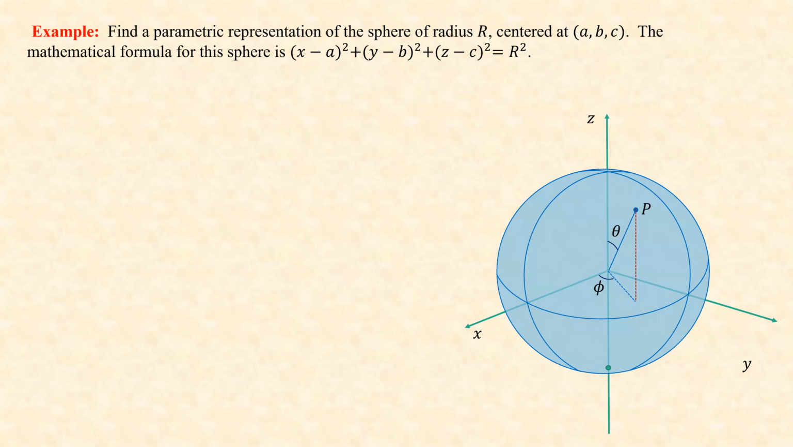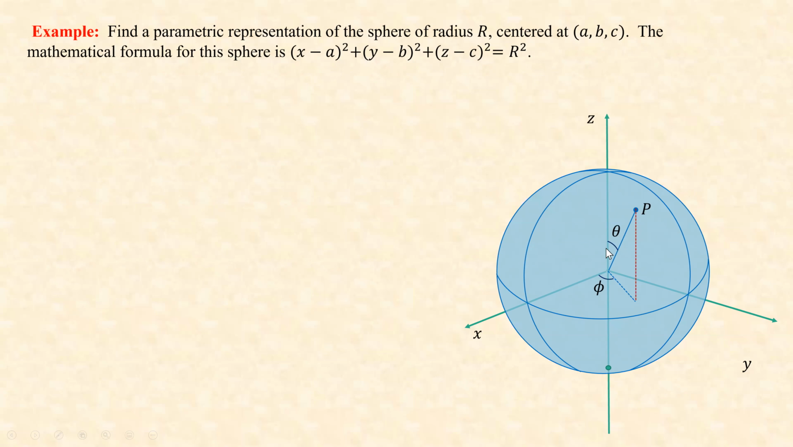Another example is a sphere, because we use spheres a lot. A parametric representation of a sphere of radius r centered at a, b, c means that right now this figure shows the center at the origin, but it can be anywhere, at x coordinate a, y coordinate b, and z coordinate c. So the equation of the sphere, normally we have it like this: (x minus a) squared plus (y minus b) squared plus (z minus c) squared equal to r squared. That is centered at a, b, c, right? So we can use two parameters for this sphere.